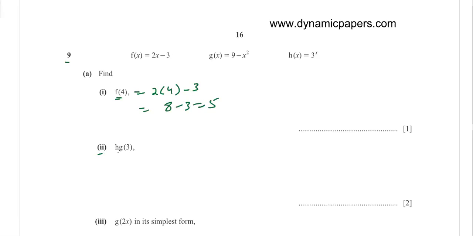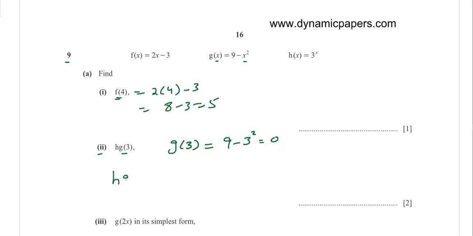Second part is h g of 3. It means I have to put g of 3 in h. So first I need to get g of 3. What is g of 3? G of 3 is 9 minus 3 squared, which is 0. Because if I find g of 3, 9 minus 3 squared will be 0.